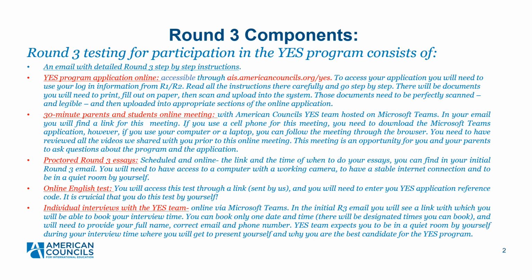The last part of this round 3 includes individual interviews with the YES team. This will also be done via Microsoft Teams. In the initial round 3 email that we will send you, you will see a link with which you will be able to book your interview time. You can only book one date and time. There will also be designated times that you can book, and you will need to provide your full name, correct email, and phone number. You will not be able to change dates or times necessarily, because we have a full schedule and we can't really change the schedule around, honestly. So please keep that in mind. Once you sign up for a date or a time, stick with it, okay?